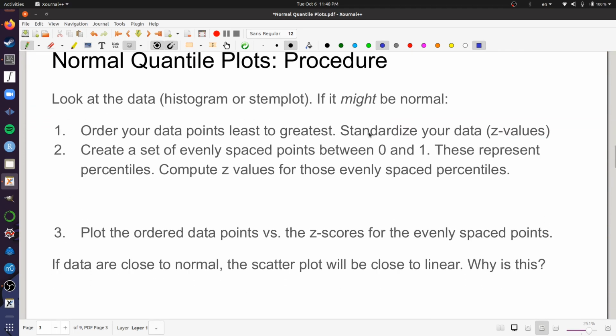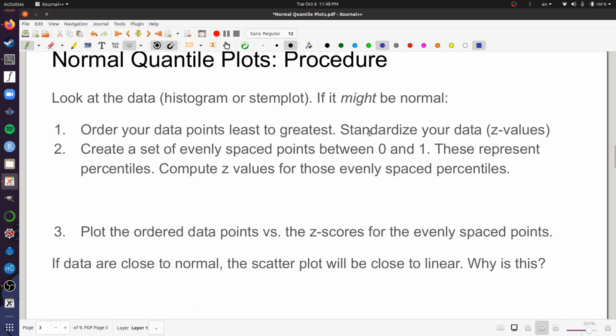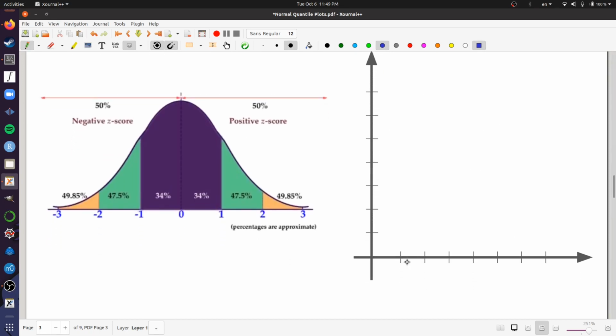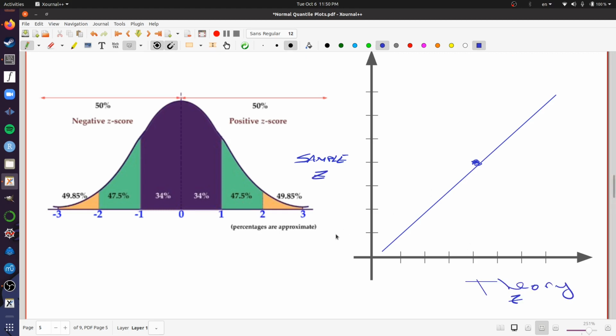How can we use that? Well, I want to generate z-scores for my data and then compare them to z-scores for something that I know is normal. So if my data are normally distributed, for a z-value near the middle here, I expect a value around 0, because I've standardized my data, which means we're seeking a mean of 0. And suppose the distribution I'm looking at is the standard normal distribution. Of course, for both the sample z values and the theoretical z values, I'll get the same values.